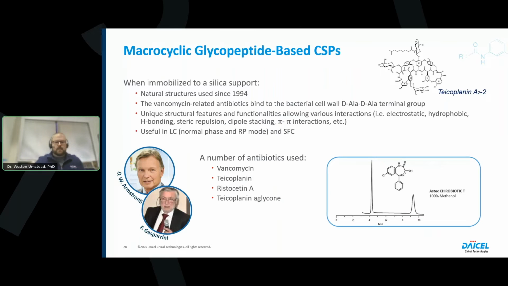We had things like macrocyclic glycopeptides that came out, vancomycin, teicoplanin, which work incredibly well for a new, diverse set of molecules that could not be addressed by those original columns, and started to be more compatible with reverse phase mode and mass spec compatibility for the diverse compounds that we started to see.